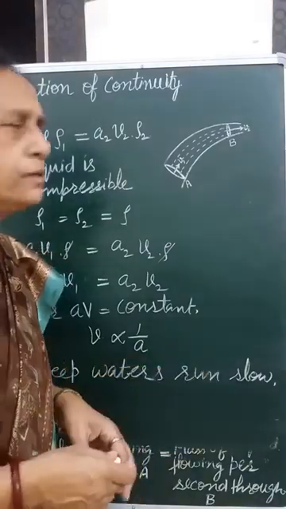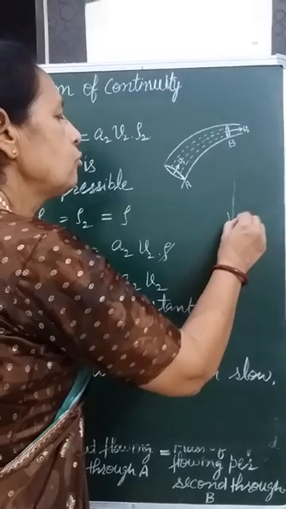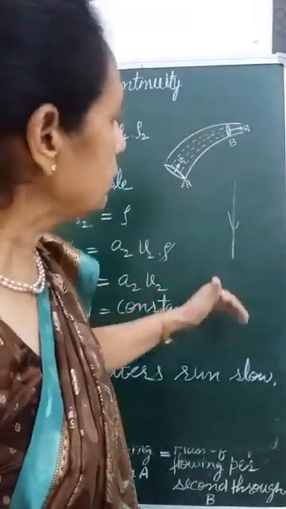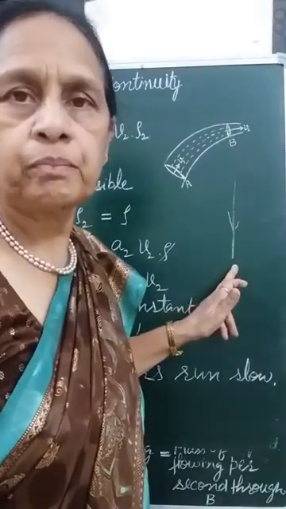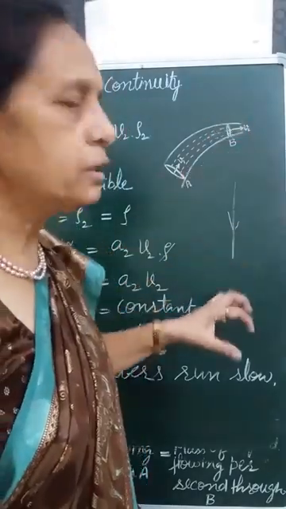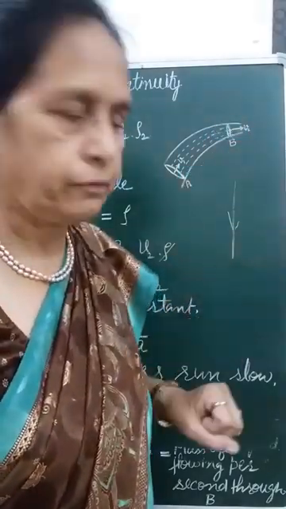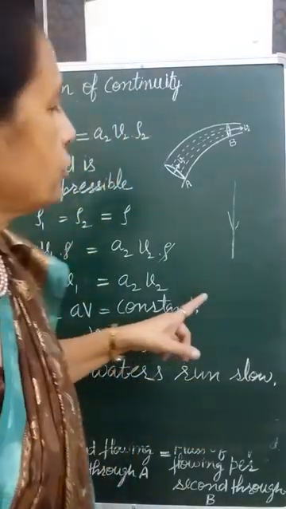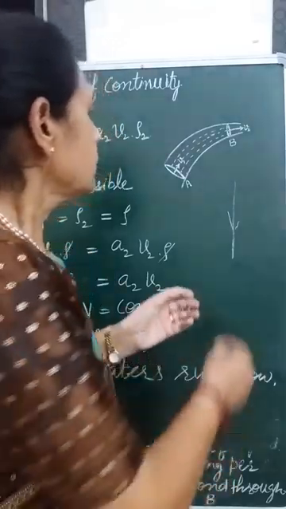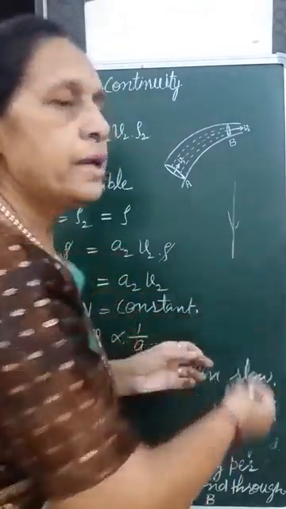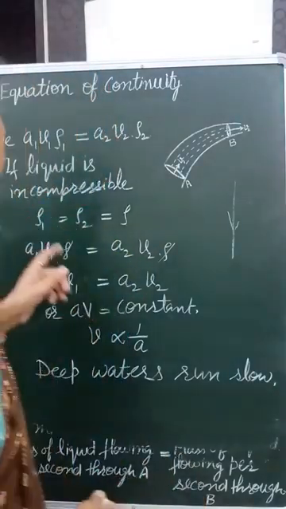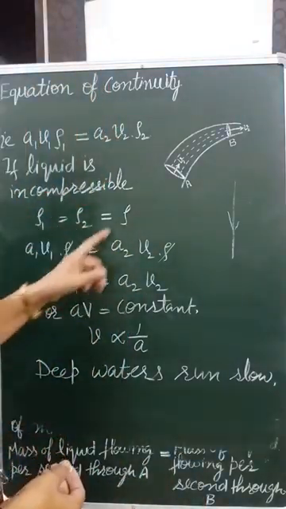One thing more is asked. Suppose a stream of water is falling. While falling, the velocity becomes large. Velocity increases due to force of gravity. When velocity increases, area of cross section decreases. The stream becomes narrower as it falls down. So, this is about equation of continuity.